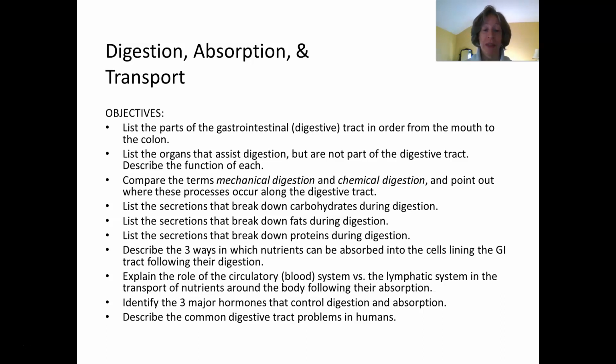which controls that whole process. And then last but not least, describe the common digestive tract problems in humans. I think we should just focus on the major ones, like vomiting, diarrhea, and constipation. If you have a working definition of each, not a pleasant thing, I think that would be helpful. So know the basic definition. What are the recommendations when you have one of those conditions?